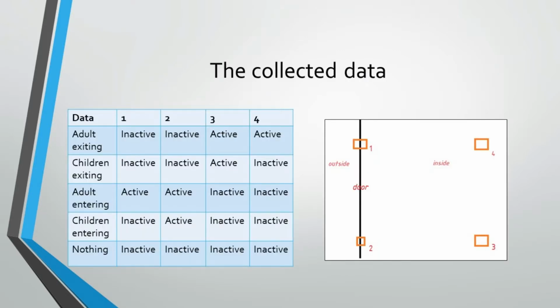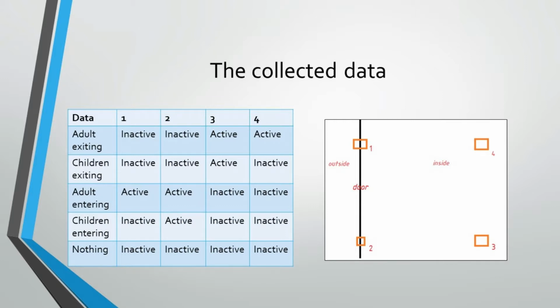So about the collected data, the data from the sensor will be only active or inactive, but the data I will collect in this task will be the five classes: adult existing, children existing, adult entering, children entering, and nothing.